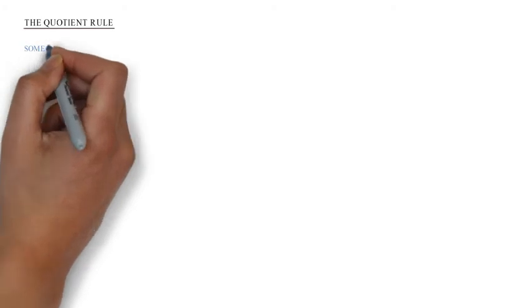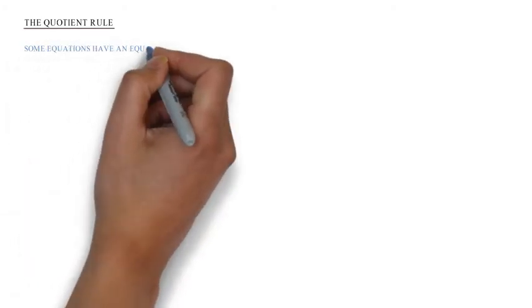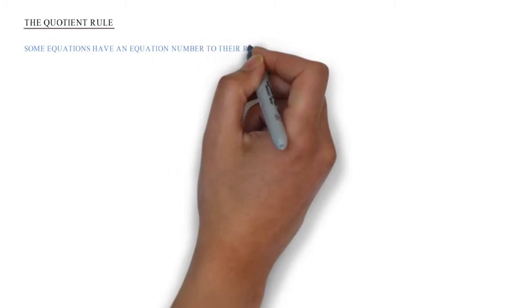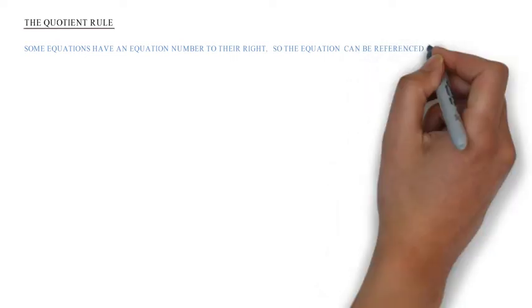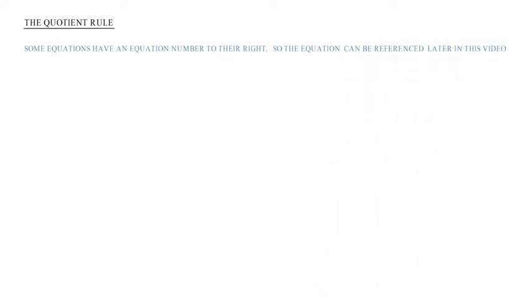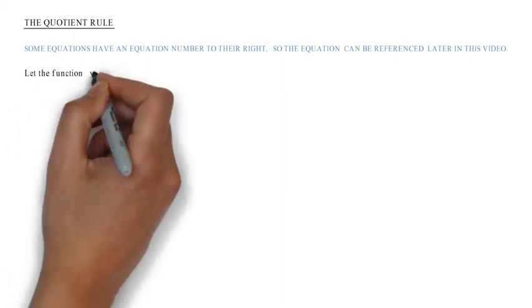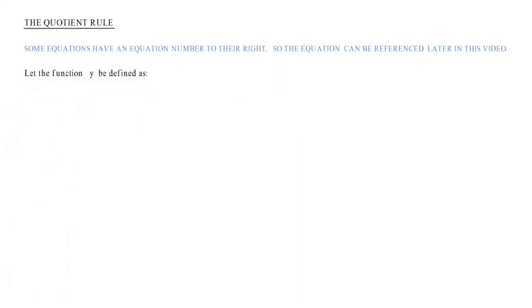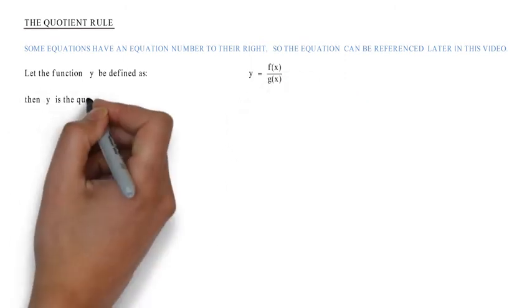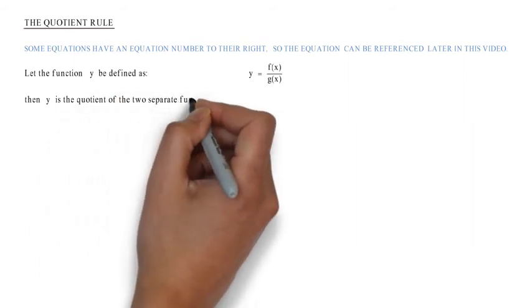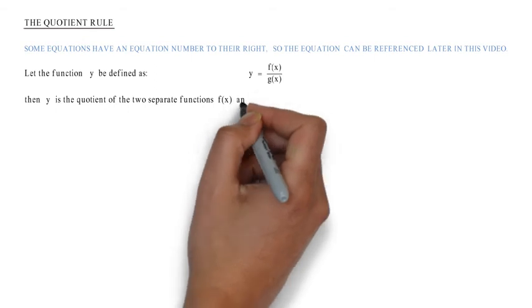The quotient rule. Some equations have an equation number to their right, so the equation can be referenced later in this video. Let the function y be defined as y equals f of x divided by g of x. Then y is the quotient of the two separate functions f of x and g of x.